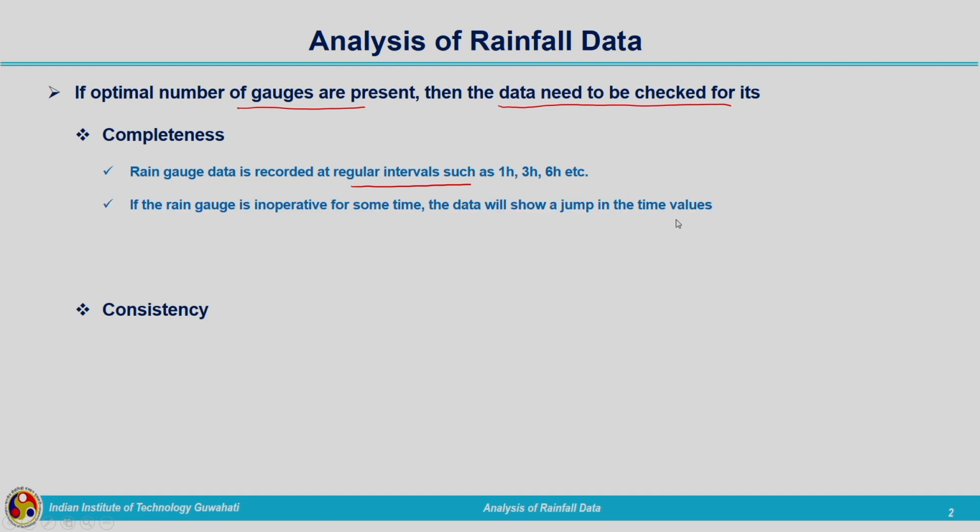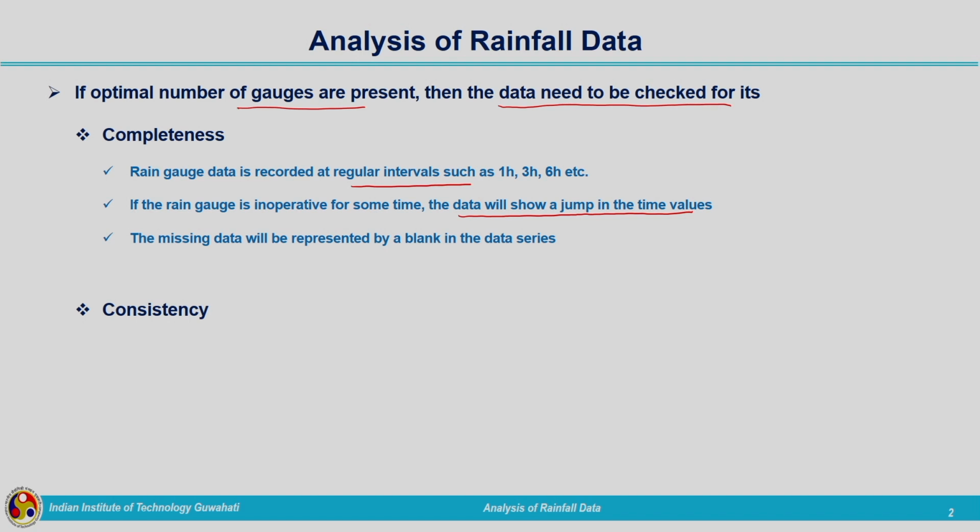Sometimes it may happen that the rain gauge may be inoperative. In such cases, a large amount of data between certain intervals of time will be missing. Data will show a jump in the time values. If the rainfall data is recorded at 9 am in the morning, because of some issues related to the rain gauge, it couldn't record the data for certain time and started recording after 11 o'clock. So, in between, 2 hours of data related to rainfall is missing. This check we need to make sure before making use of these data for any of the applications.